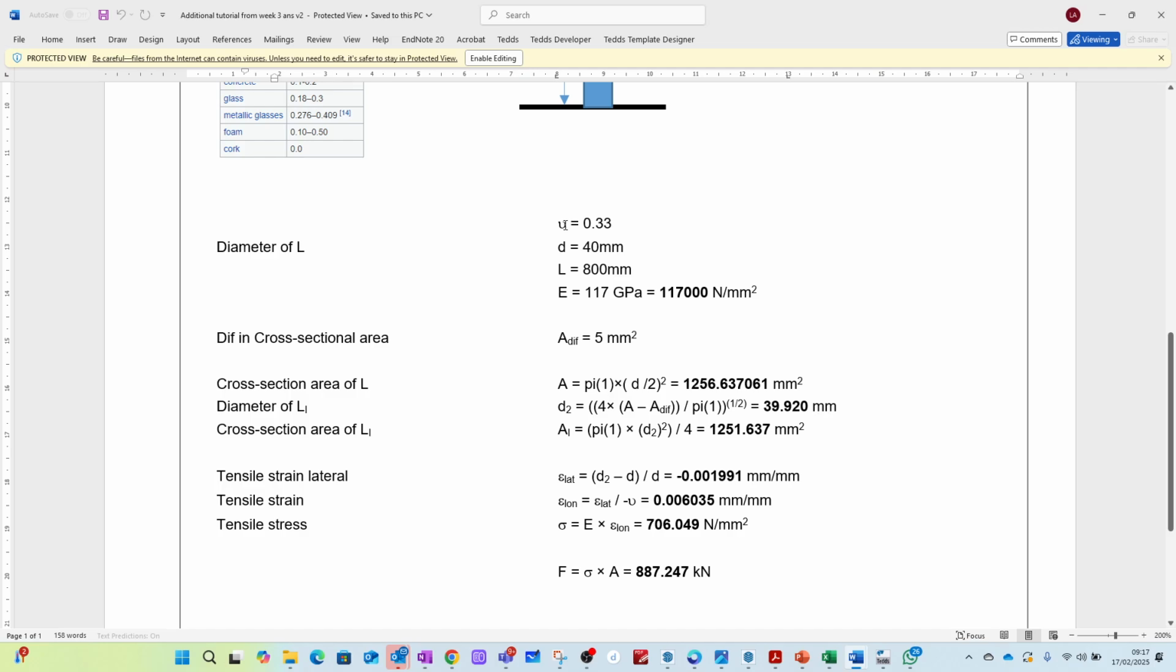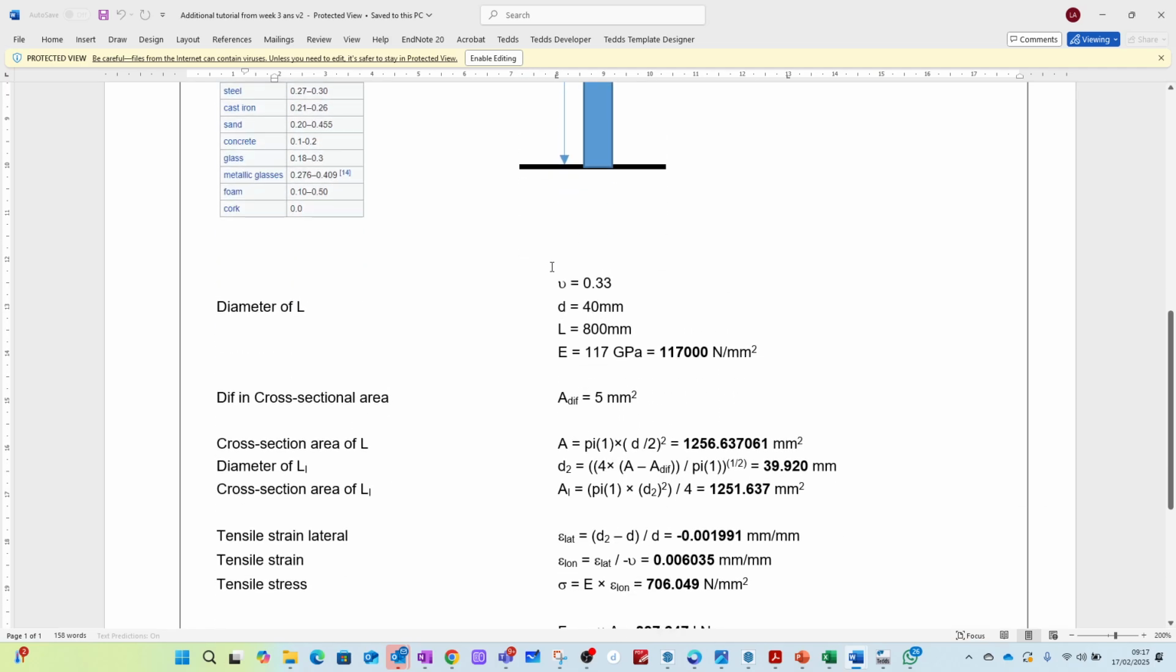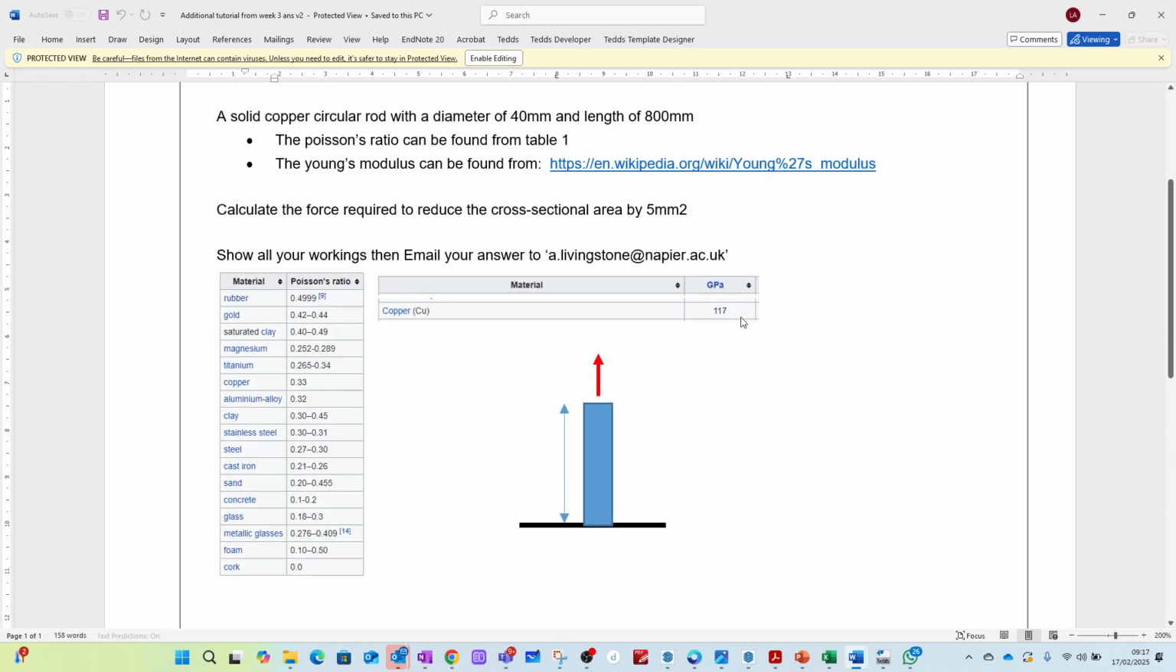We've got Poisson's ratio, 0.33. Is that for the copper? Yep, that's for the copper. We've got the diameter, 40 millimeters, the length, 800 millimeters, and the E value, 117 gigapascals. Well, that's what I got. Other people got 110. Doesn't matter where you get it from. Just write down your starting off thing.